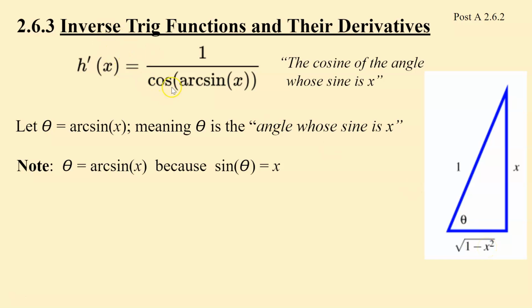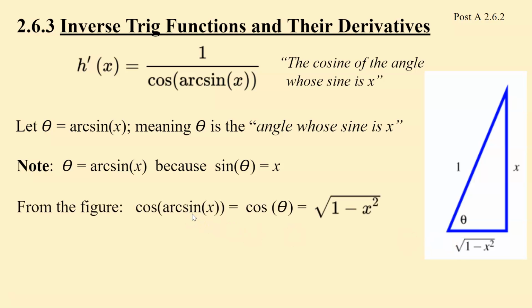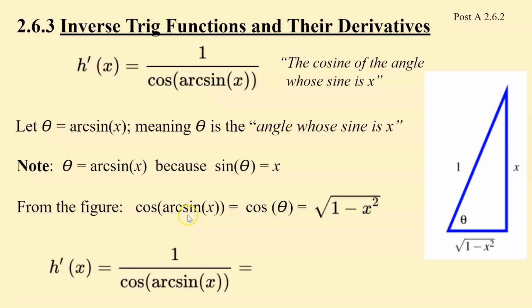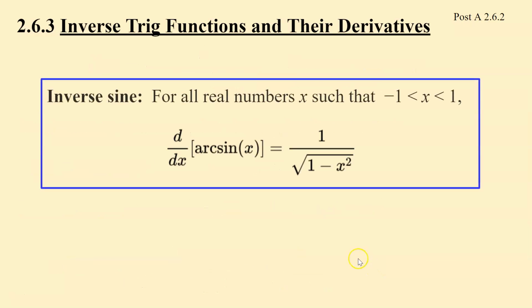All right, so I think I've just answered this question. What's the cosine of an angle whose sine is x? The cosine is the square root of 1 minus x squared. So we can say that h prime of x is 1 over the square root of 1 minus x squared. And we just found the derivative of arc sine.